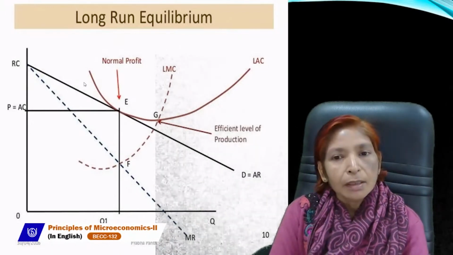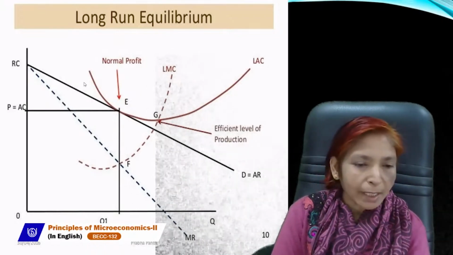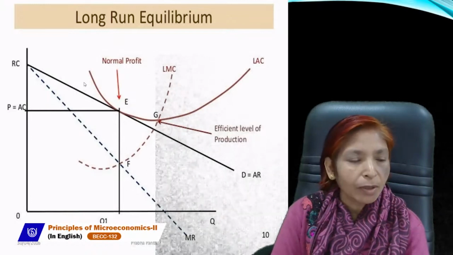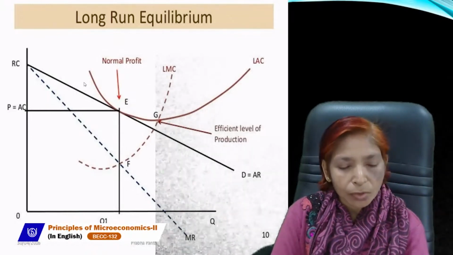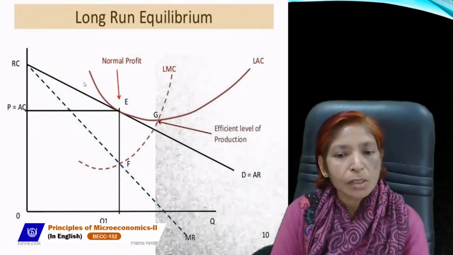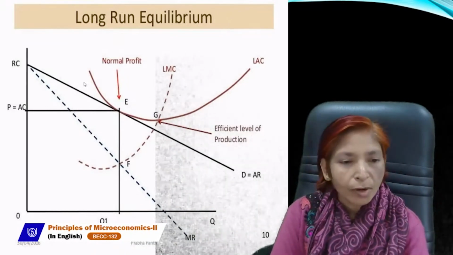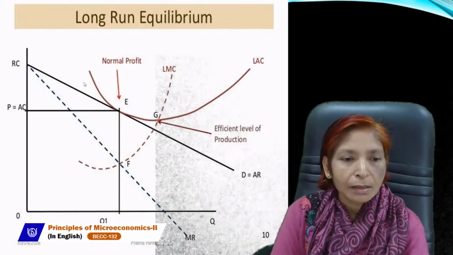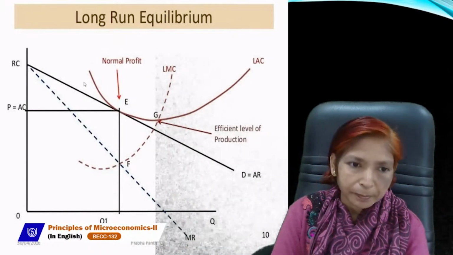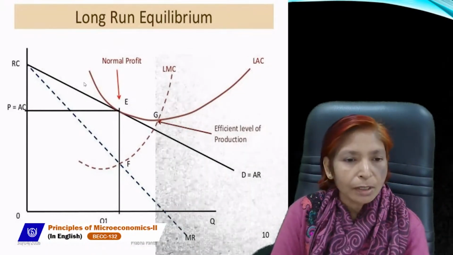So here, where MC cuts MR, first of all the equilibrium point will be determined, and if we join this equilibrium point to the AR curve, then we will get the equilibrium price, and if we join this line to the x-axis, we will get the output level. Now here LAC is equal to LAR, which means average revenue is equal to average cost. So the firm will always earn normal profit in the long run due to the feature of free entry and exit. So this is the long run equilibrium or efficient level of production.